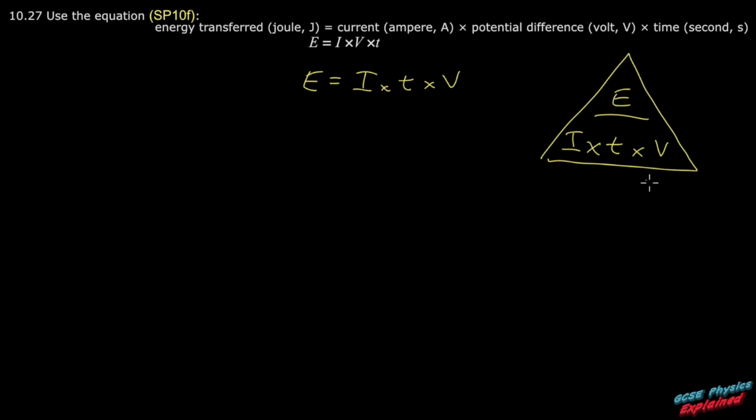And then you just cover up what you're looking for. So if you're looking for I, cover up I. And what you're left with shows you how to work it out: E divided by T times by V. If you're looking for time, cover up time. And that leaves E divided by I times by V. Then work out V. That would equal E divided by I times by T.